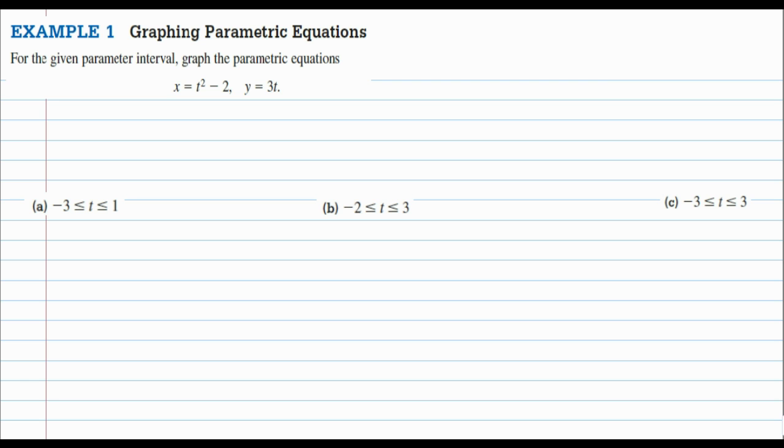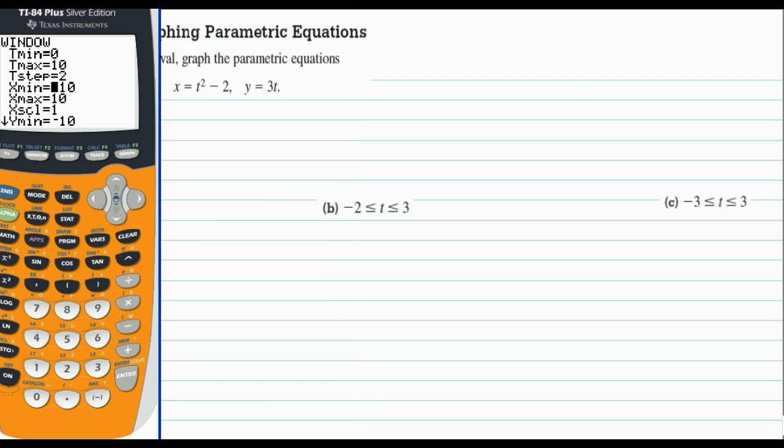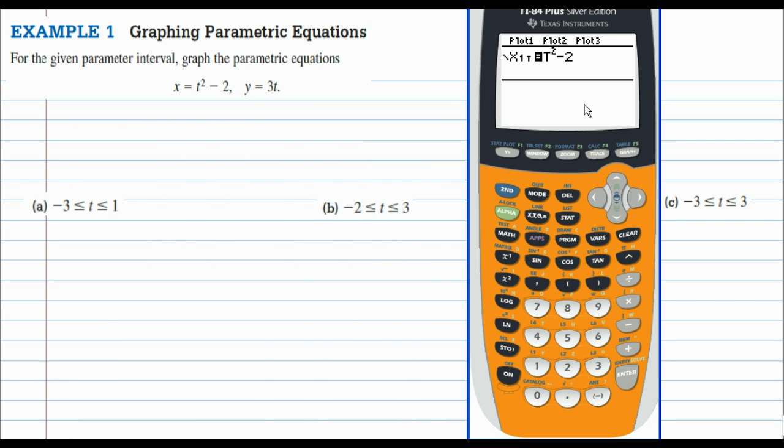So let's look at our own example. For the given parameter interval, graph the parametric equations x equals t squared minus 2 and y equals 3t. So the horizontal coordinates of this object are changing according to time squared minus 2. The verticals are changing according to 3t. So in my calculator, I put t squared minus 2 into x1, and then 3t into y1. And now I have to adjust my window.